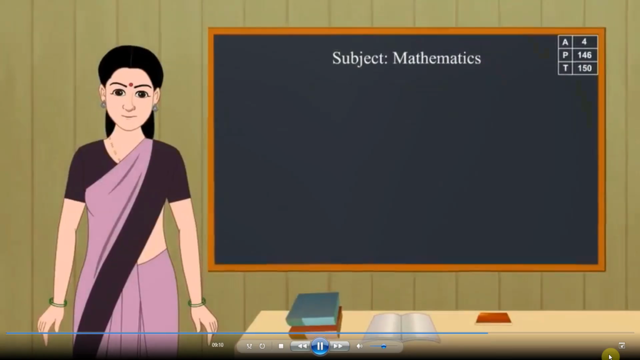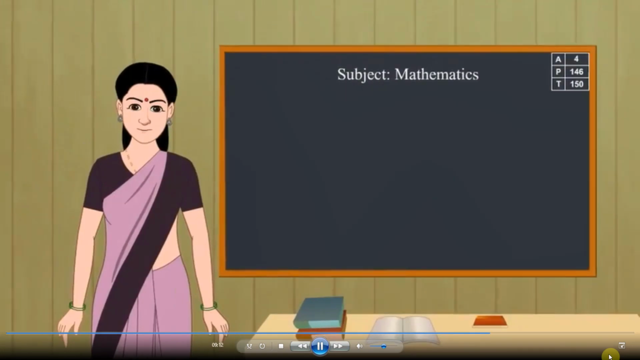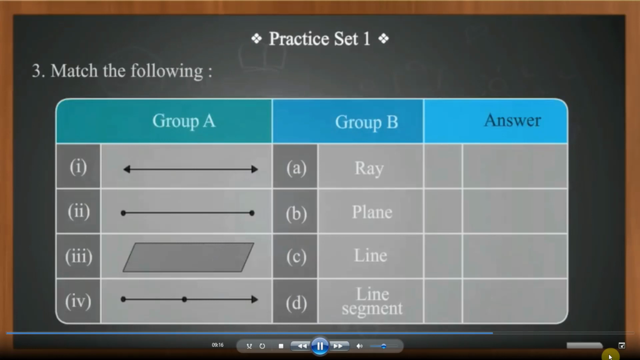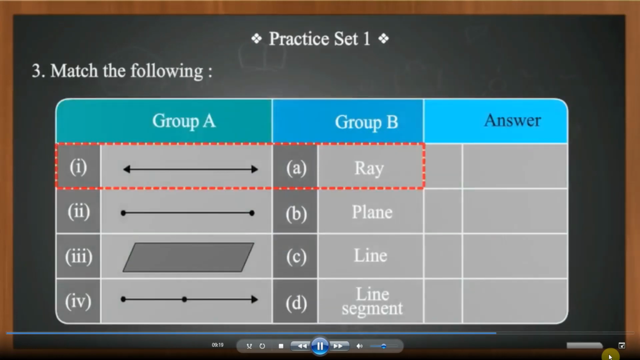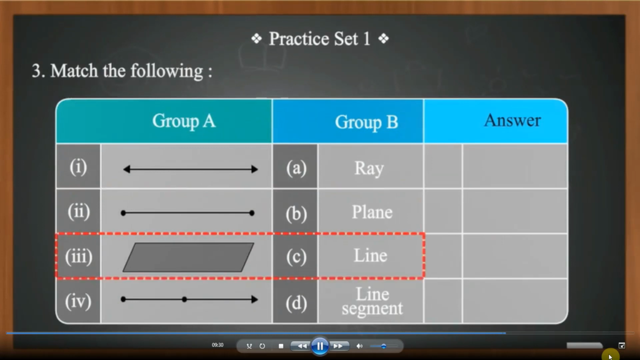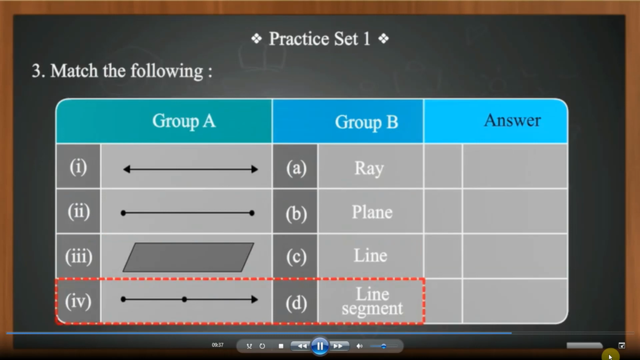Students, let's solve the third question of practice set 1. 3. Match the following. Group A, 1. Diagram. Group B, A, ray. Group A, 2. Diagram. Group B, B, plane. Group A, 3. Diagram. Group B, C, line. Group A, 4. Diagram. Group B, D, line segment.